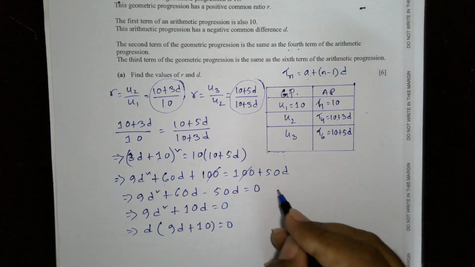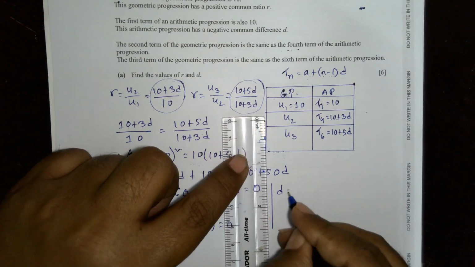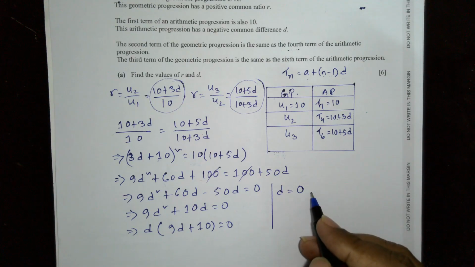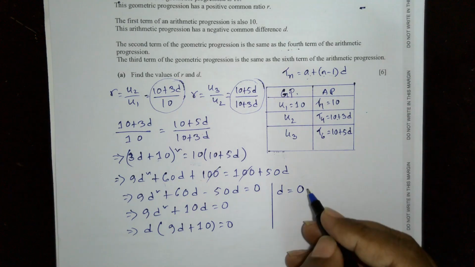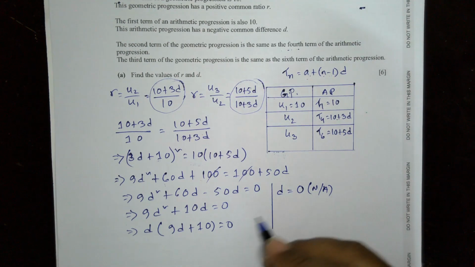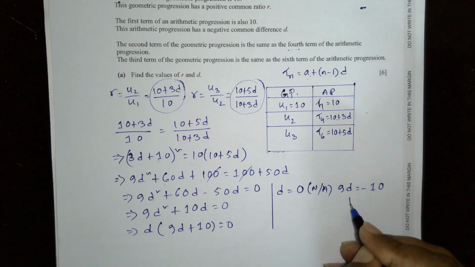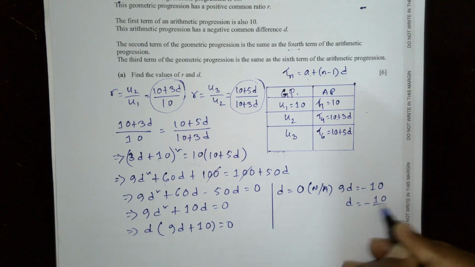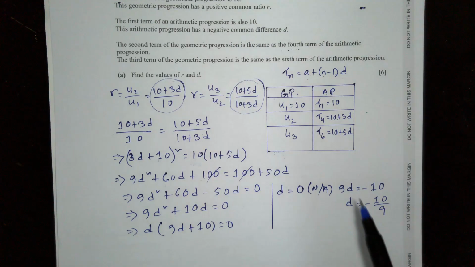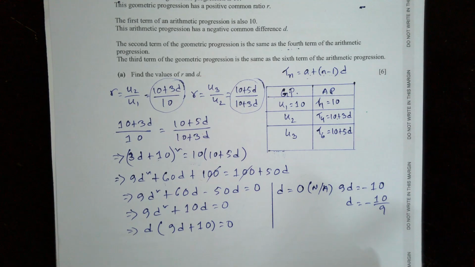Therefore we have two solutions. One is d equal to 0. In an arithmetic progression, d can never be 0. If d is 0, that's not a progression, so this is absolutely not applicable. Another solution is 9d equal to minus 10. Hence d is equal to minus 10 over 9. They also gave the hint that the common difference is negative. We found the negative, so we can think that this is the correct common difference.